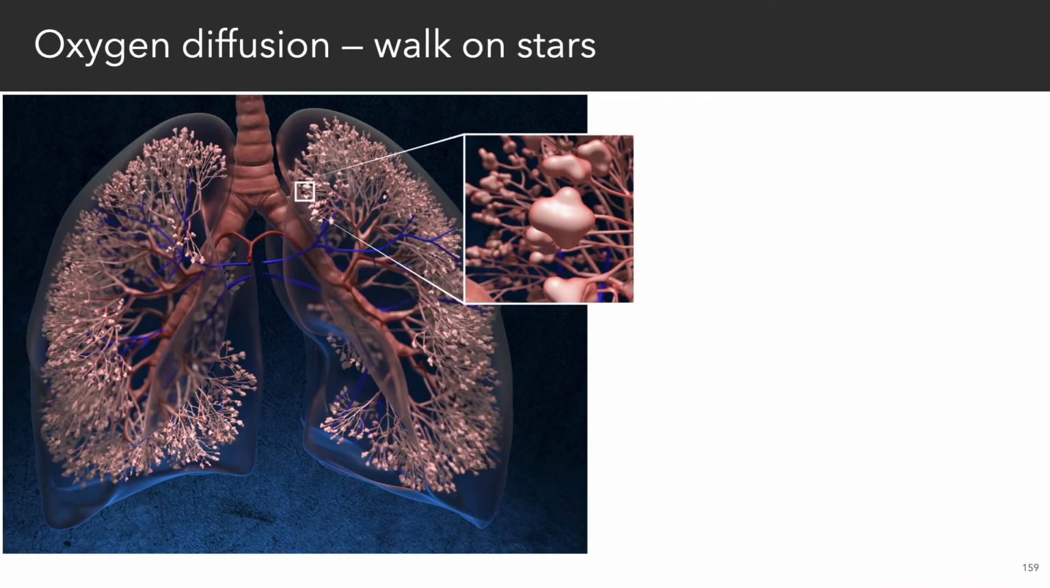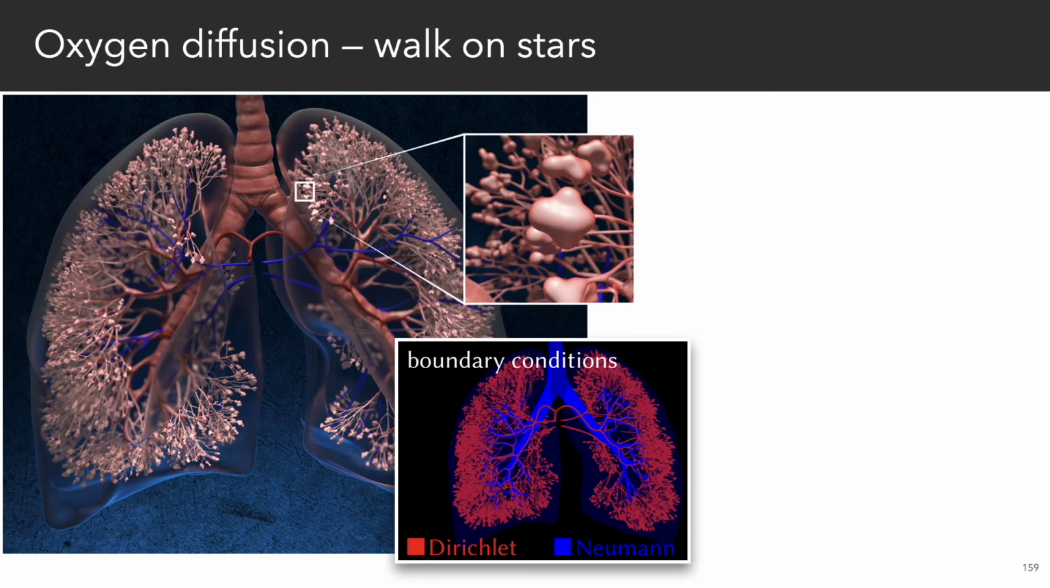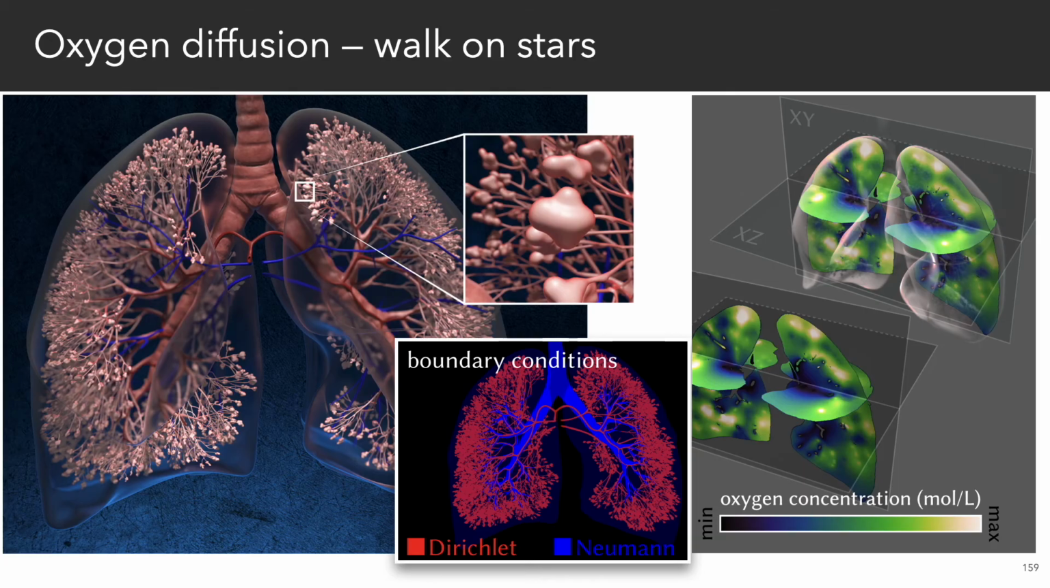We stress tested this solver on a number of other geometric examples as well. For instance, here we model oxygen diffusion in a very detailed model of the lungs by solving the Laplace equation with mixed Dirichlet and Neumann boundary conditions. Unlike a traditional grid-based approach, walk on stars actually doesn't require the solution to be computed over the entire domain. If we prefer, we can inspect the solution locally on just a 2D slice.